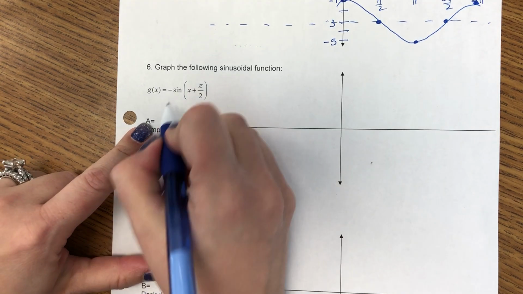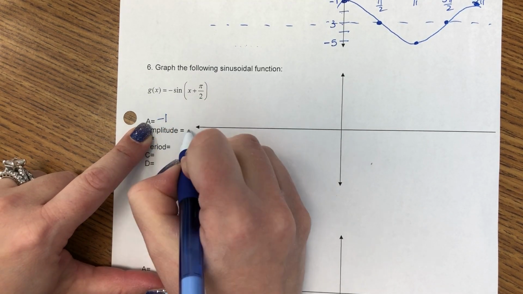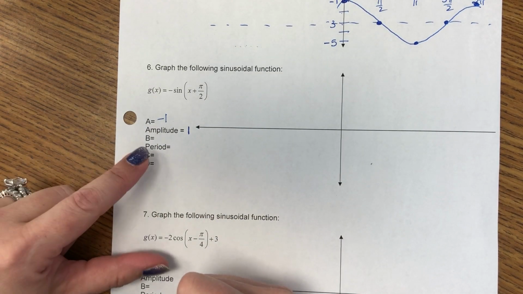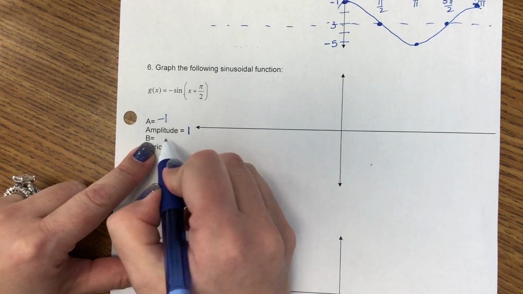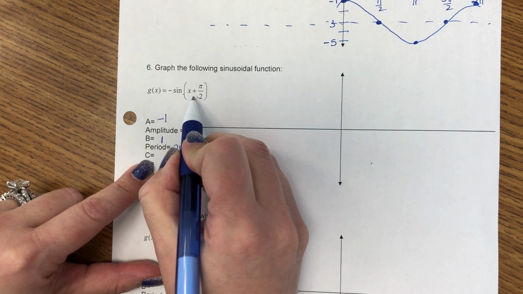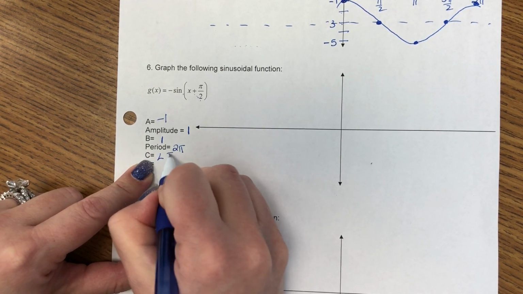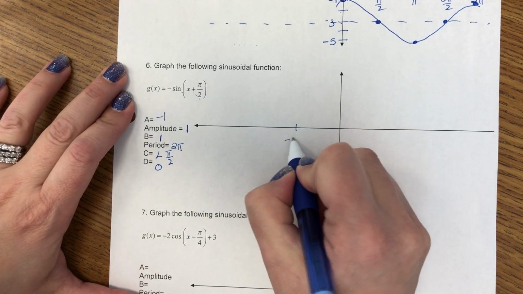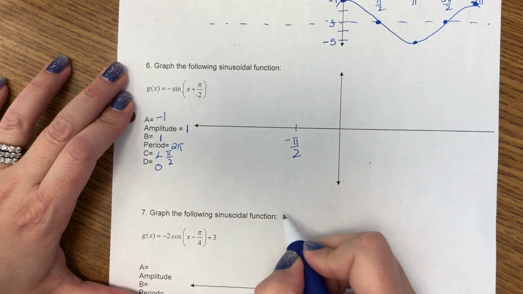6, amplitude, or A is -1, but the amplitude is just 1. The negative is a reflection. We'll get to that. B is the coefficient out here. It's 1, so the period is still 2 pi. C is left pi over 2, and there is no midline change. So negative pi over 2 is my starting value.